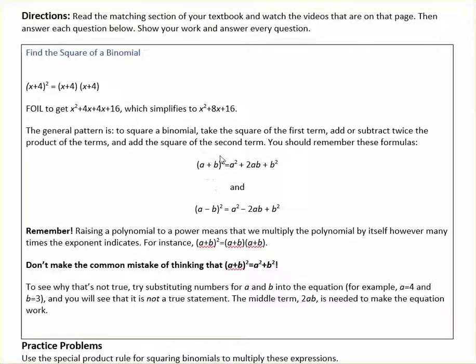If it's a plus b squared, then your answer will be a squared plus 2 times a times b, plus b squared. So in this example, a is x and b is 4. When you multiply them, a times b is 4x. And if you multiply that by 2, you get 8x. So you can see that that gives you the middle term. And then the last term is 4 times 4.